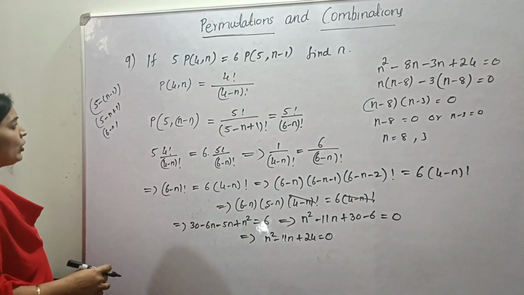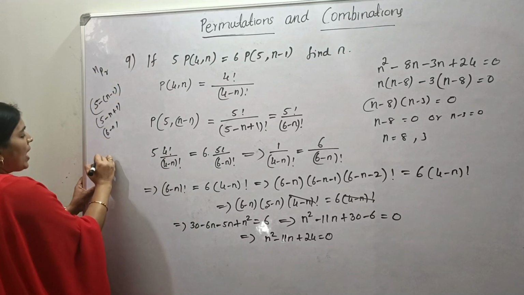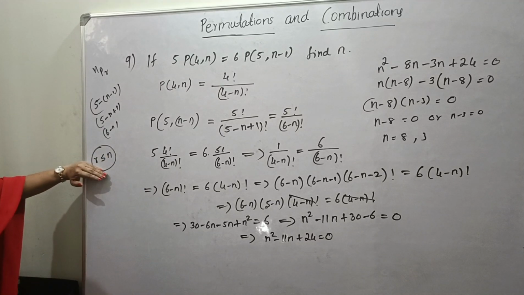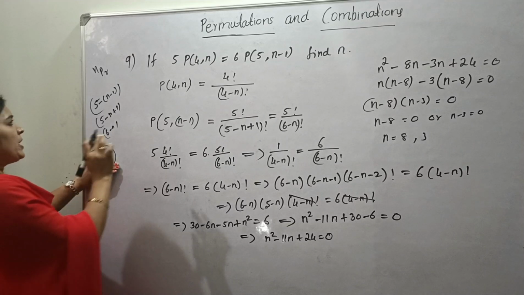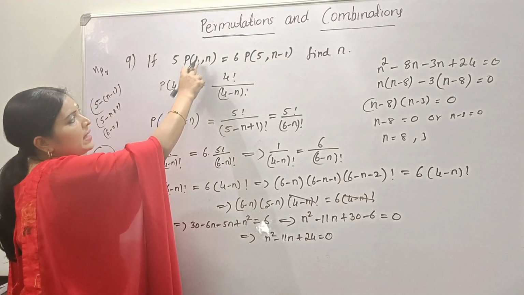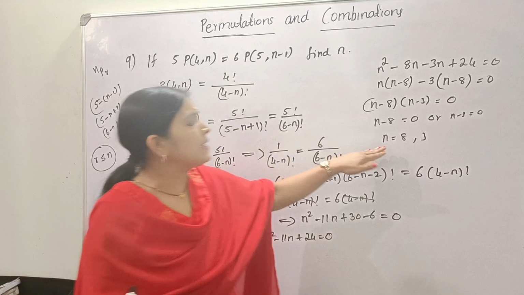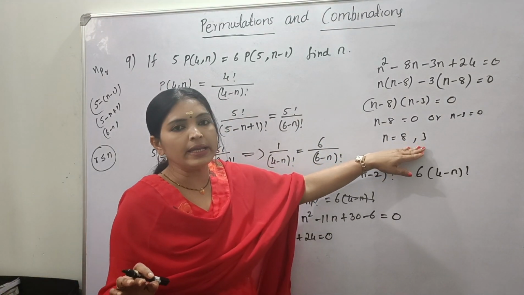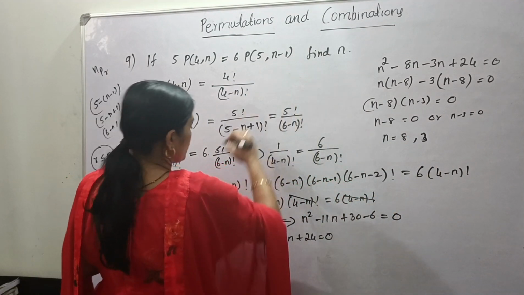Okay. And here we know that in nPr, r should be less than or equal to n. Remember, r should be less than or equal to n. Okay. That means, see here, this n should be less than 4. Therefore, here n is equal to 8 is not possible. Okay. So, the value of n is 3.